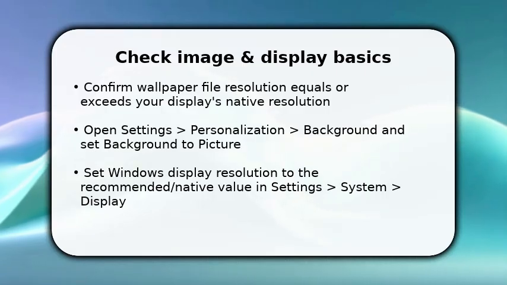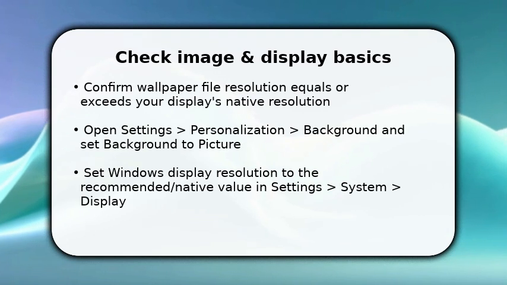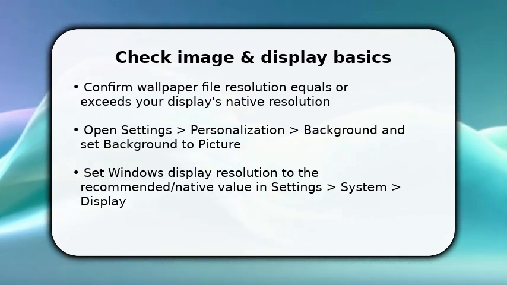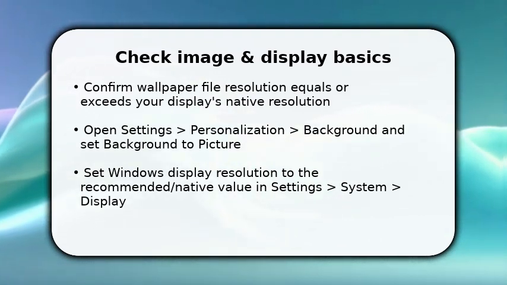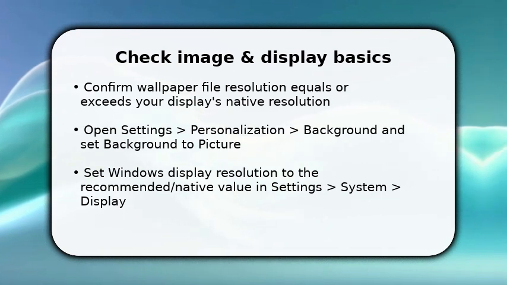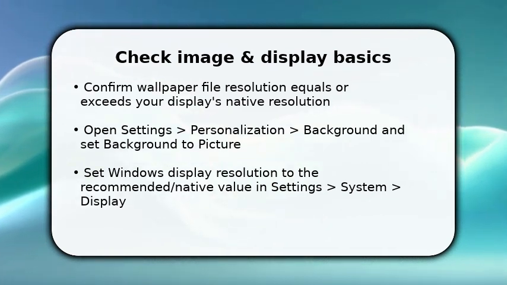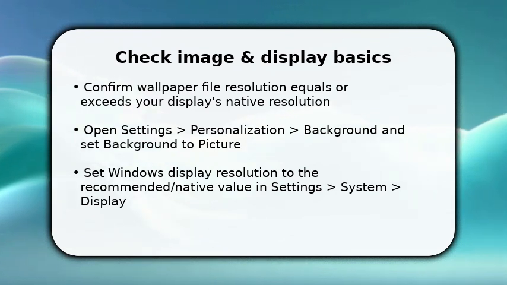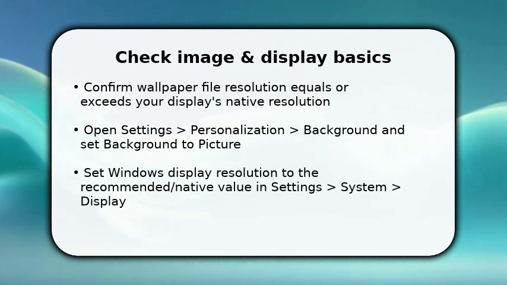You start by confirming the image and display match. Open Settings, go to Personalization, then Background and choose Picture. Pick the original high-res file, not a web thumbnail. Next, open System Display and set display resolution to the recommended/native value. This prevents automatic upscaling that blurs images.